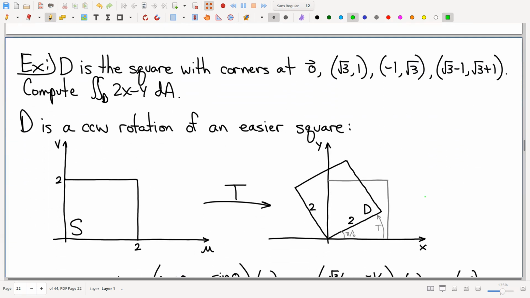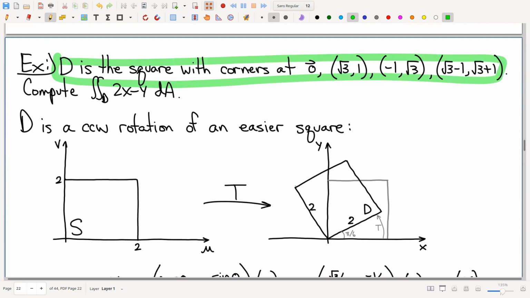Suppose we are looking at this square. And that's going to be my domain for an integral. How do I compute this integral? Not given as an image. Change of variables function, TBD, right? We're going to have to figure that out for ourselves.